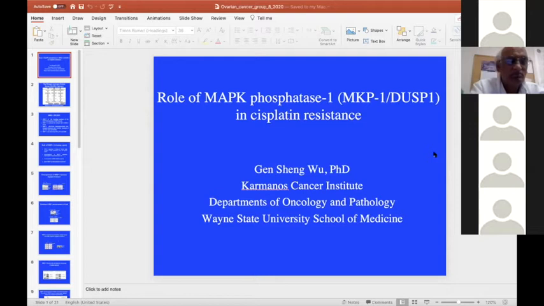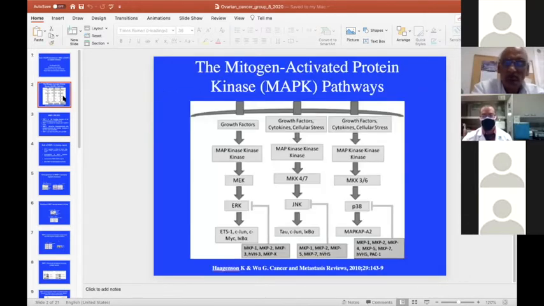So today I'm going to talk about one of the projects in my lab, that is the role of MAP kinase phosphatase, also called MKP1 or DUSP1, in cisplatin resistance. I've been working on this project for quite a while, and I have been trying to get the funding. At one point it was almost close to funding, but that's how it works when we write the grant.